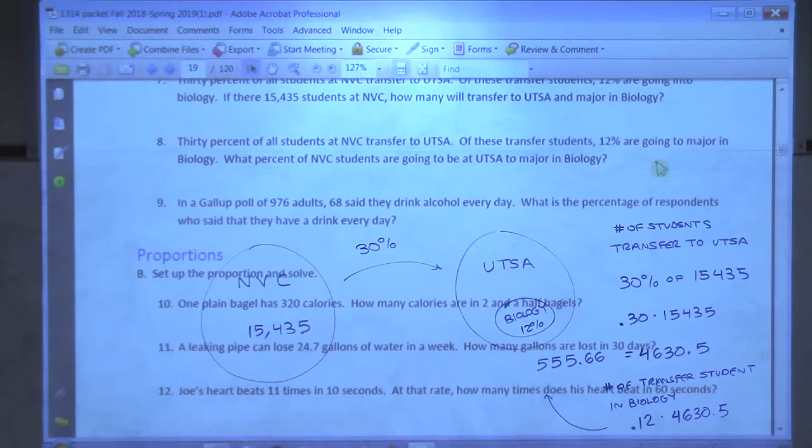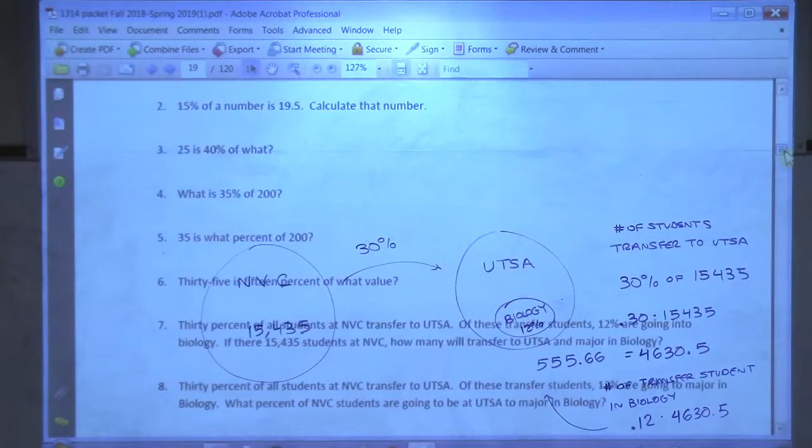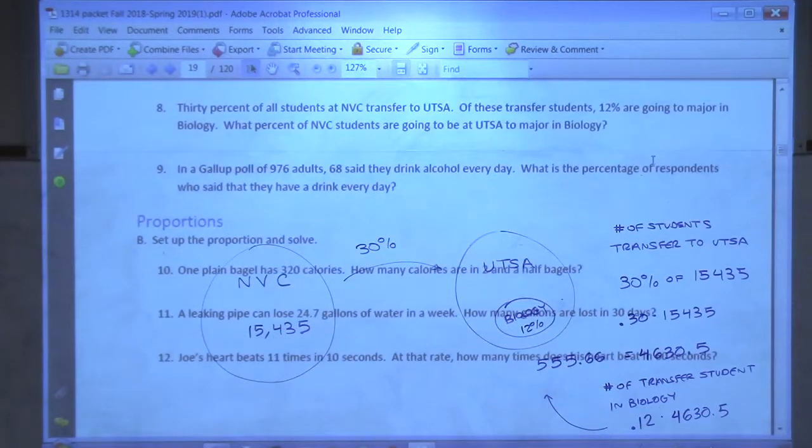There's a difference between number 8 and number 7. Ah, trying to get number 8 right there. Okay, there we go.